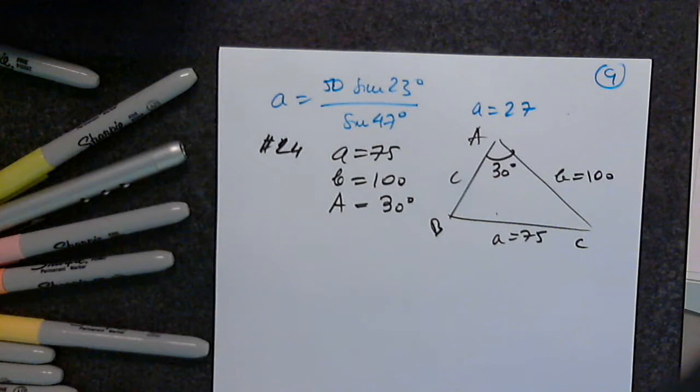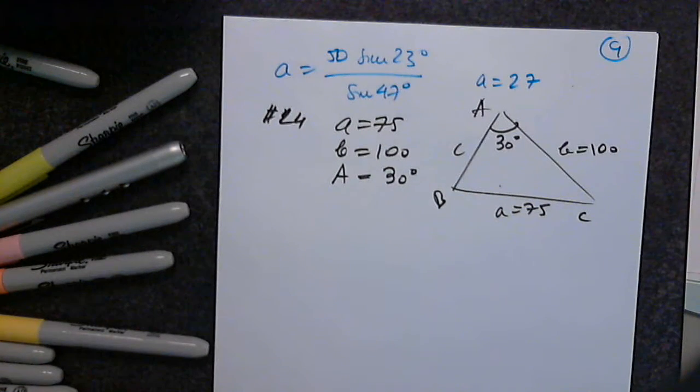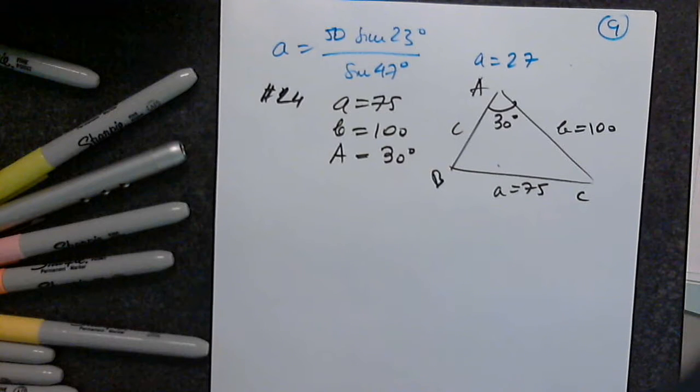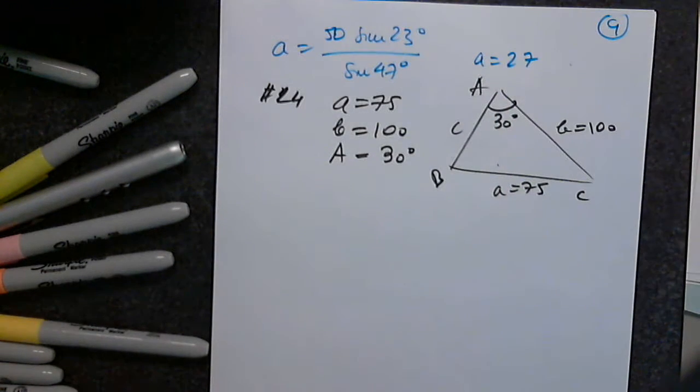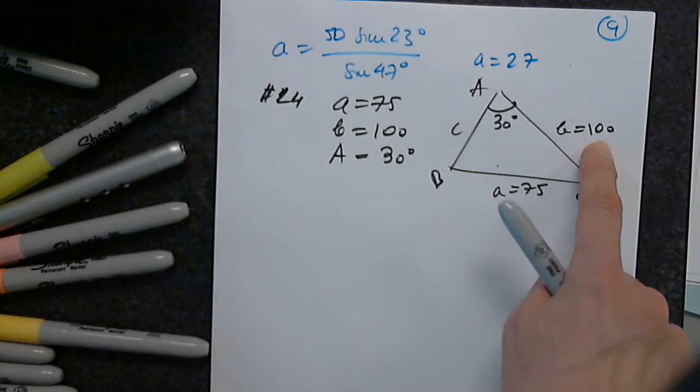I have to identify the case. Which case is this? Side, side, angle. You cannot jump. You have to start somewhere. You have to start with the side and go around the triangle without jumping, because then you may draw a different conclusion or the wrong conclusion. So I start here: side, side, angle.